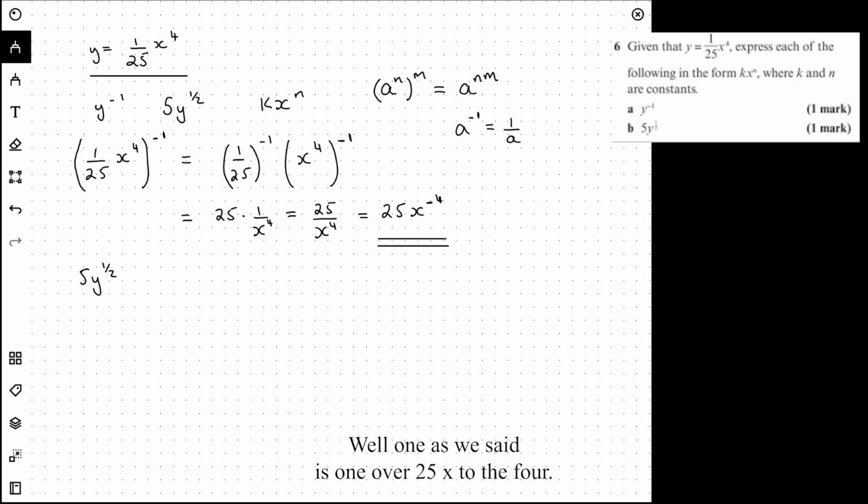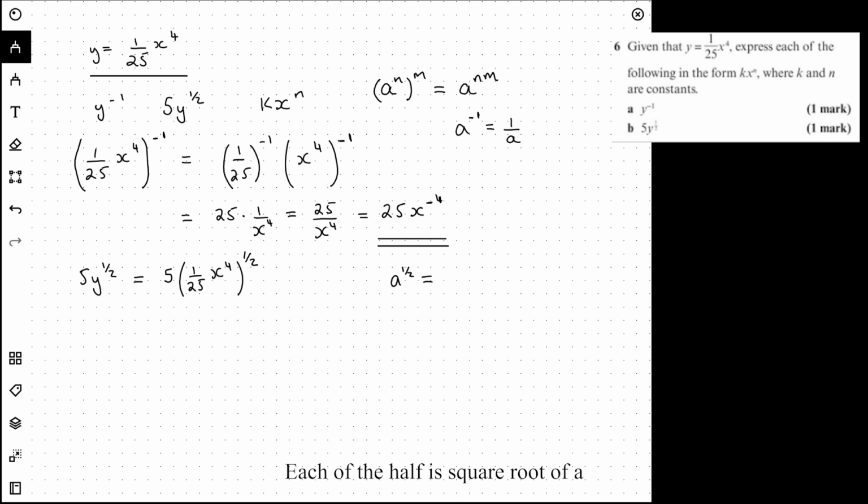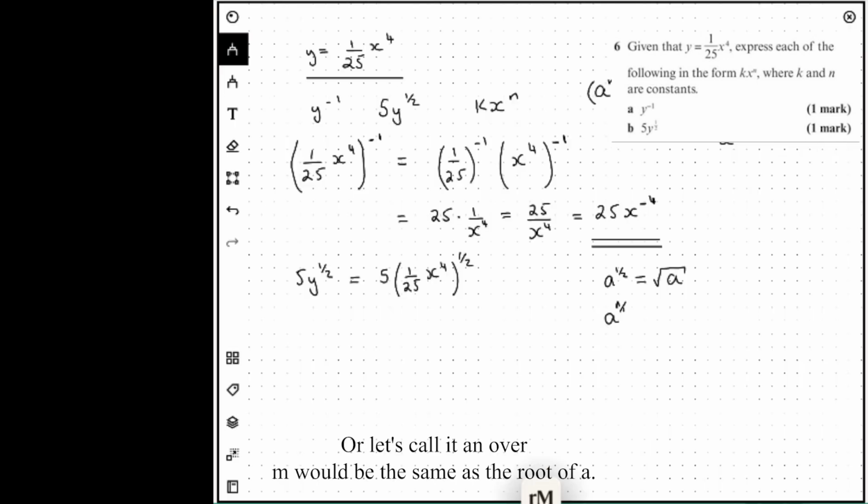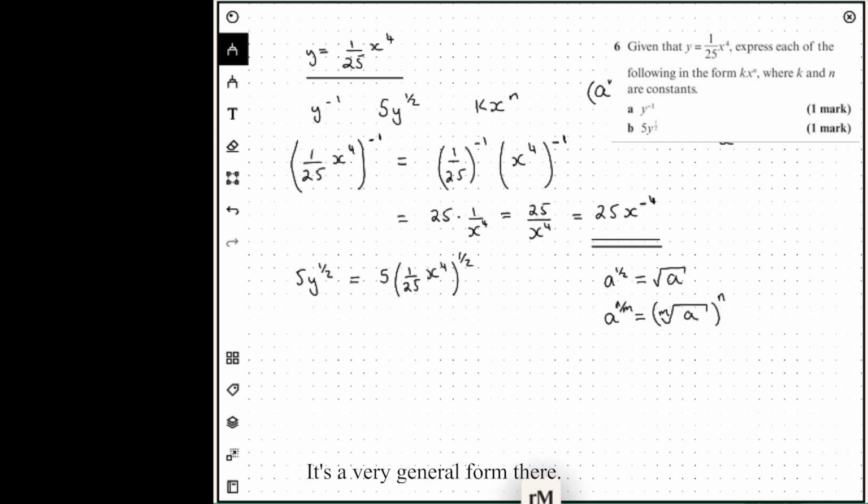Well, y, as we said, is 1 over 25x to the 4. So that would be the same as, in this case, we're 5 and we're multiplying y, which is 1 over 25x to the 4, to the half. Okay, so remember that a to the half is the square root of a. I guess you could generalize this as a to the n over m would be the same as the m-th root of a, and this then would be to the power of n. It's a very general form there.